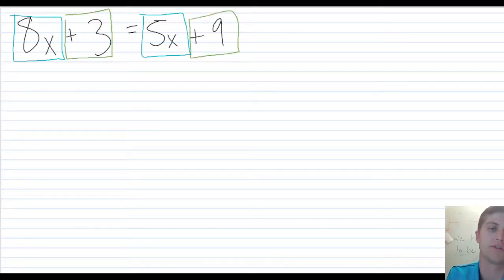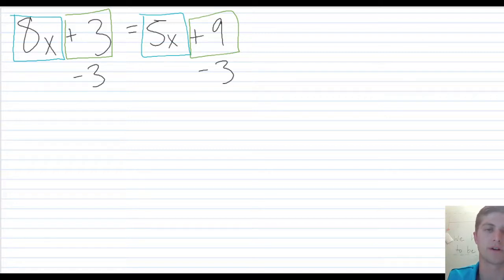So what we want to do is get all these to be together. So we'll start by moving the 3. How do we get the 3 to combine with the 9? Well, we've got to move it from this side of the equal sign to this side of the equal sign. How do we do that? We can subtract the 3, and what we do to one side we've got to do to the other.